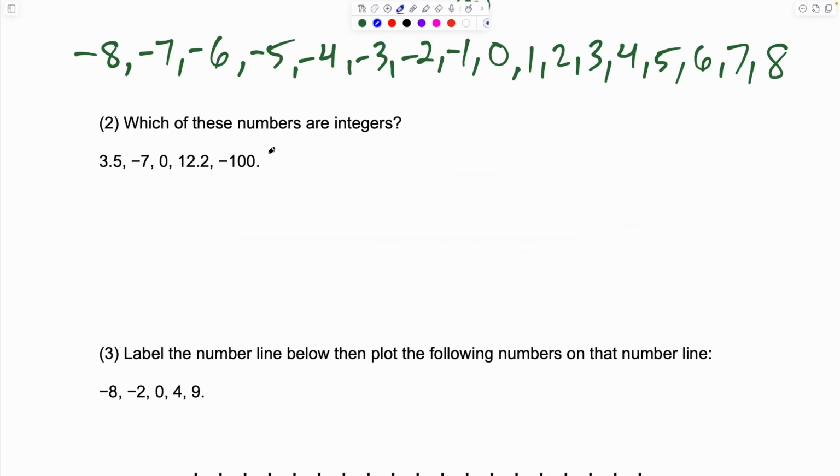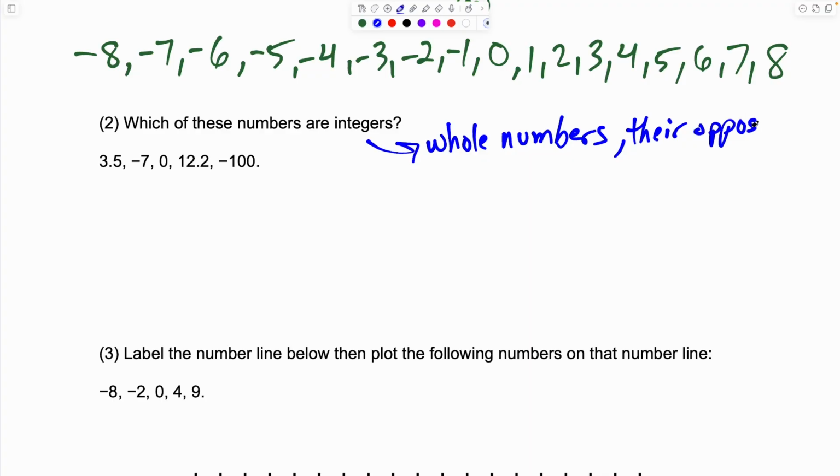Question 2, which of these numbers are integers? We have 3.5, -7, 0, 12.2, and -100. So with integers, what we should be looking for is whole numbers, their opposites, the opposites of the whole numbers, or 0. So this is what I'm looking for when I go through this list.